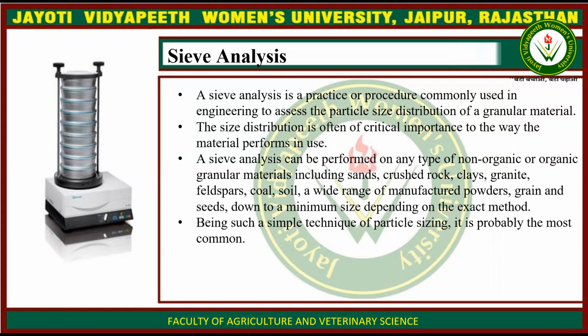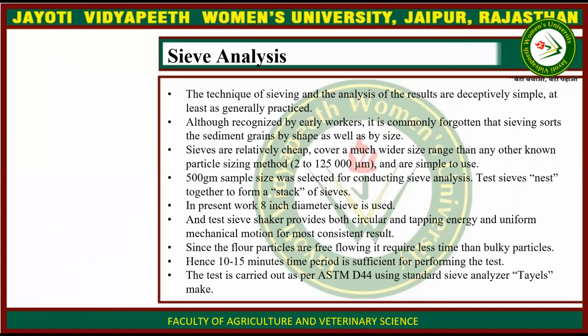A sieve analysis can be performed on any type of non-organic or organic granular materials including sands, crushed rock, clays, granite, feldspars, coal, soil, a wide range of manufactured powders and seeds down to a minimum size depending on the exact method. Being such a simple technique of particle sizing, it is probably the most common method.